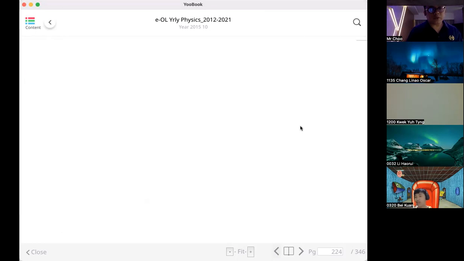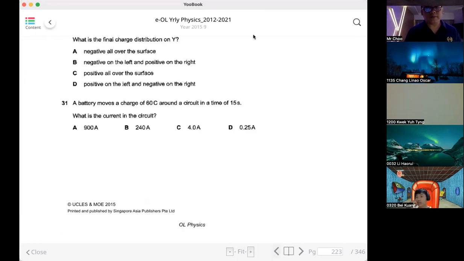Do question 31. You all may begin. This one is also a very simple question. Which formula do you use? Hao Rui, well done. Qiao Xing, well done.